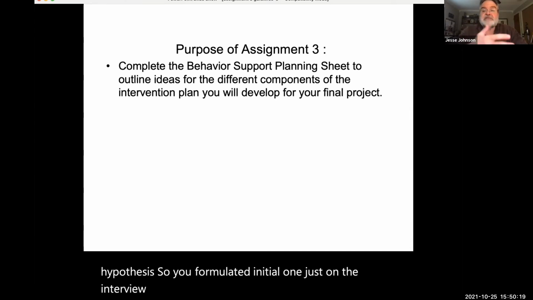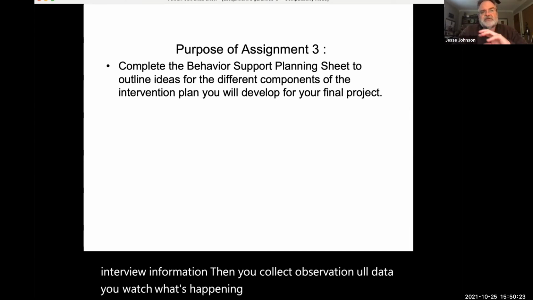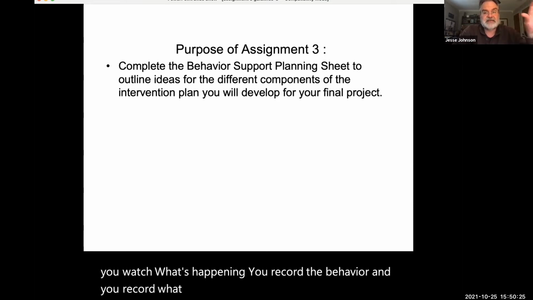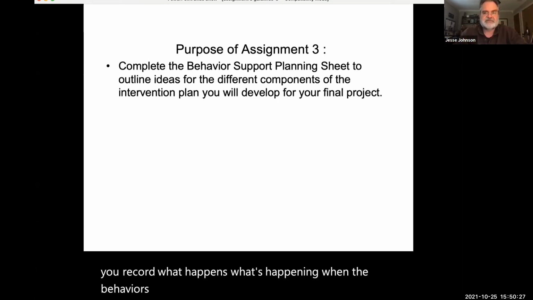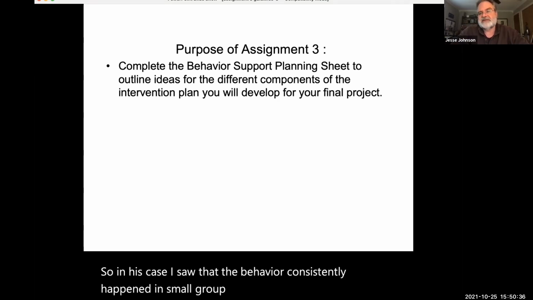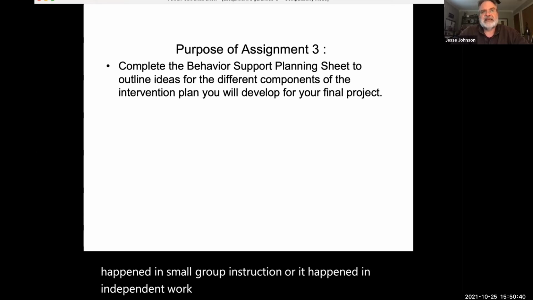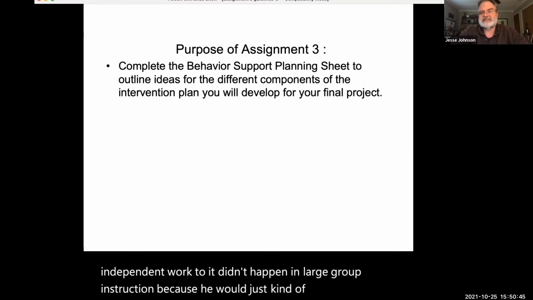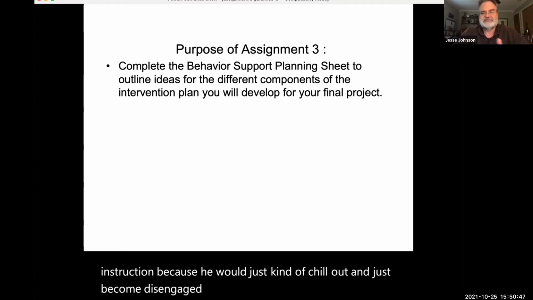Then you collect observational data. You watch what's happening. You record the behavior and you record what's happening when the behavior occurs, and then what happens after the behavior. So in his case, I saw that the behavior consistently happened in small group instruction, or it happened in independent work too. It didn't happen in large group instruction because he would just kind of chill out and become disengaged and nobody went and prompted him. So that wasn't a problem.